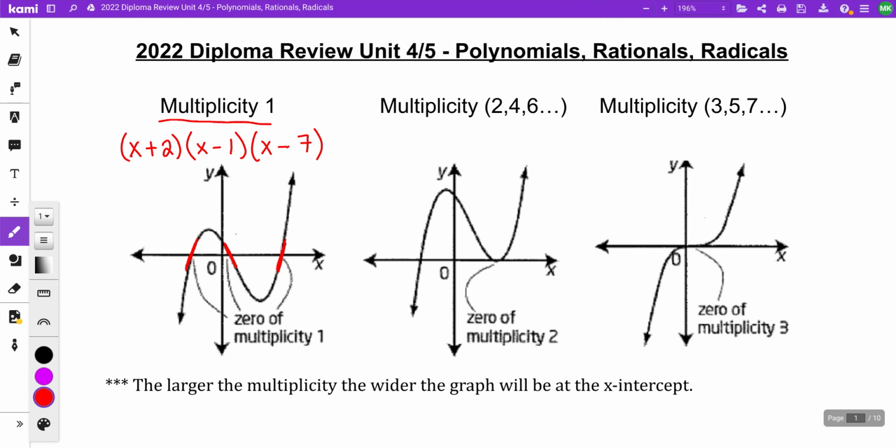Multiplicity 2 means that you have something like this, x minus 4, and then it's squared, meaning that there's 2 of those things. When you get that, you get a tangent point at the x-intercept, meaning it touches the x-intercept and goes back up. Like this. Down, x-intercept, back up. That tells me I'm talking multiplicity 2. Technically, it's just an even multiplicity. So it could be multiplicity 4, 6, 8, 10. It could be anything. Typically, we're talking multiplicity 2.